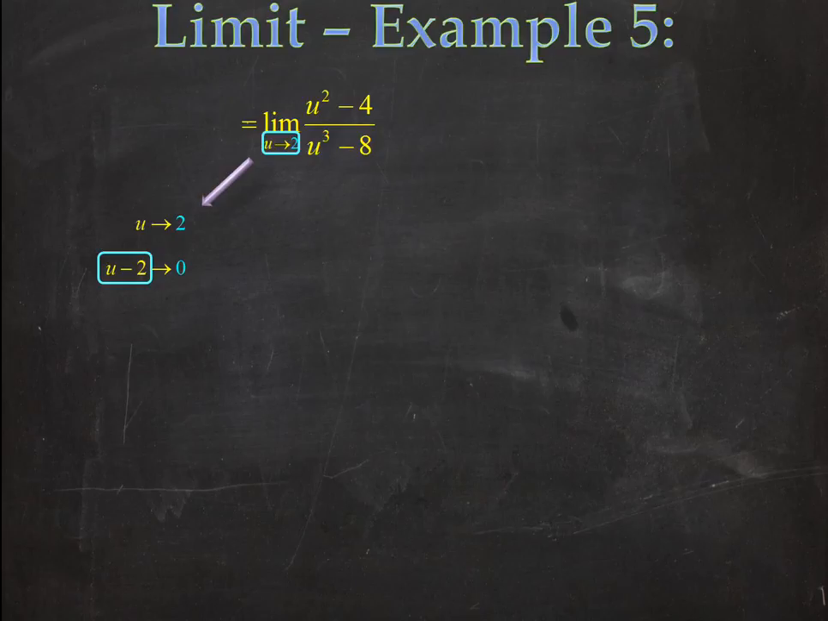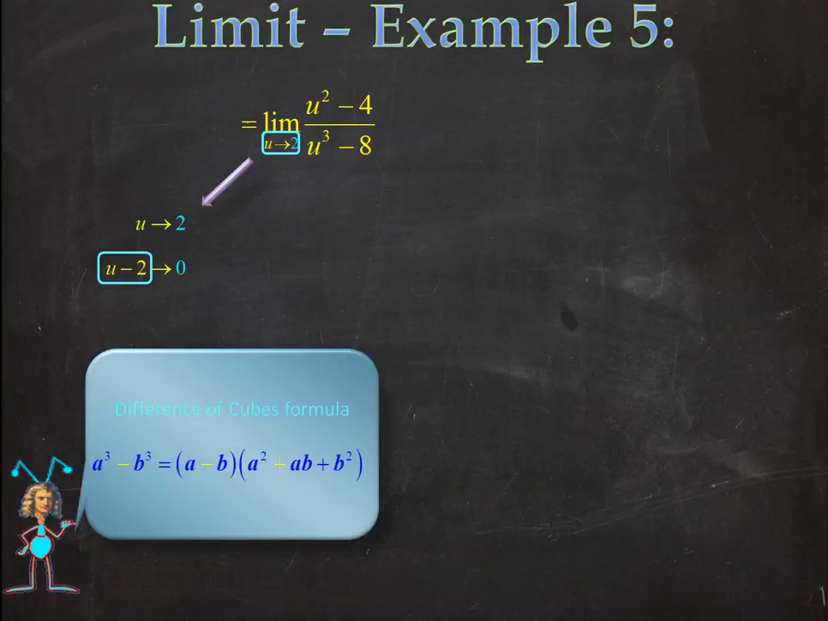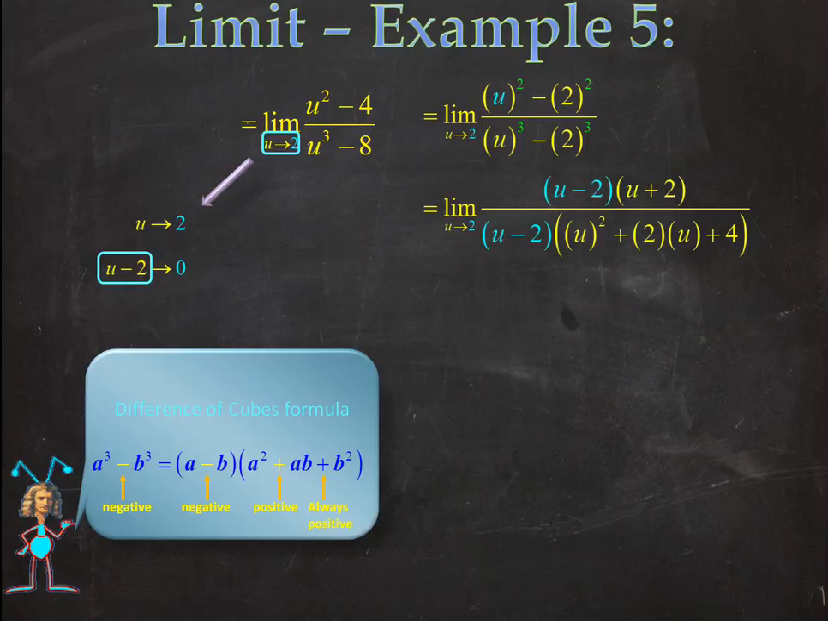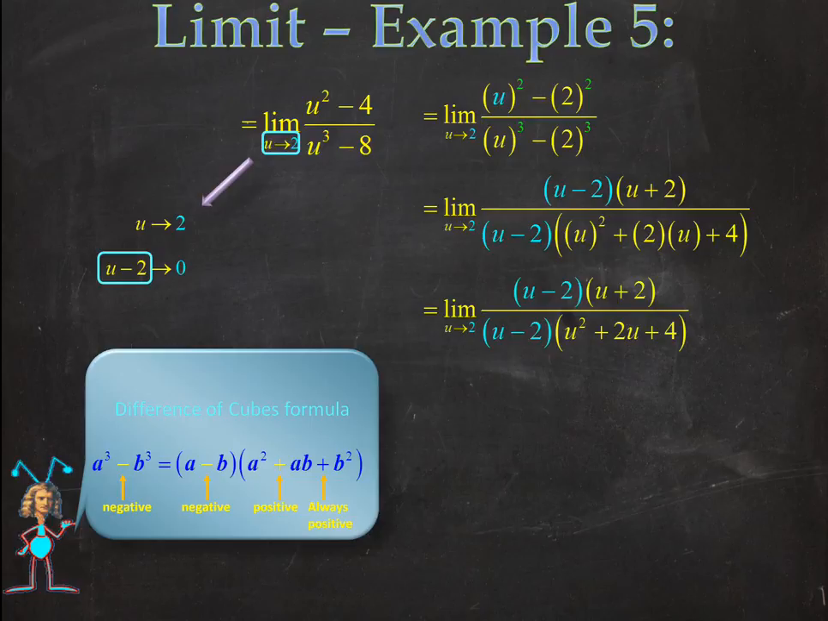Now, the numerator is the difference of squares, and we should be very confident with that. The denominator is now a difference of cubes, and we've looked at that, so I'll remind us with our formula technique how to factor a difference of cubes. So we'll apply our algebra. Difference of squares is u minus 2 times u plus 2. We'll apply a formula for the difference of cubes, so we get u minus 2 times u squared plus 2u plus 4.